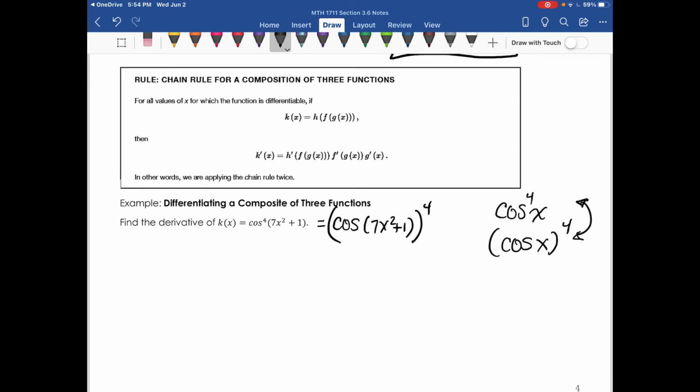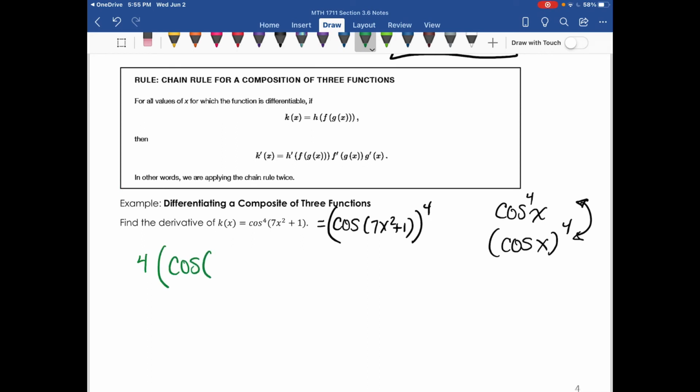So we have the inner function 7x squared plus 1. That's the inner function for the cosine. Then we have another inner function, which is the cosine of 7x squared plus 1. And then the outermost function is x to the 4th. So we have multiple functions here.